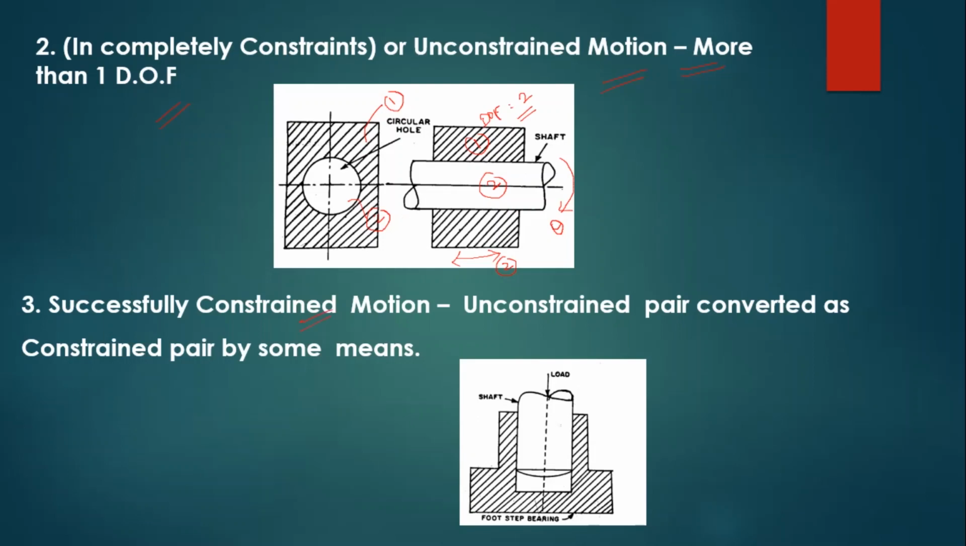See here, when an unconstrained pair is converted into a constrained pair by some means, it is called successfully constrained motion, right? When the relative motion between the links is not completely constrained by itself but is achieved by some other means, then this type of motion is said to be successfully or partially constrained motion. The best example for this successfully constrained motion is a footstep bearing, right?